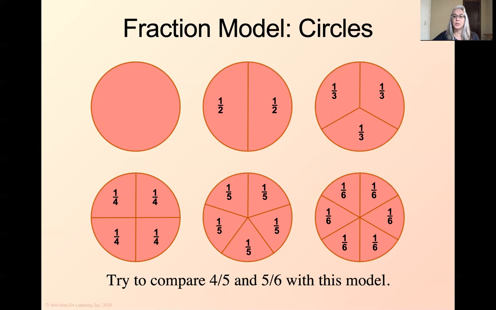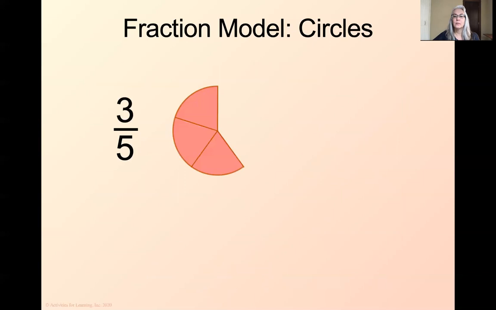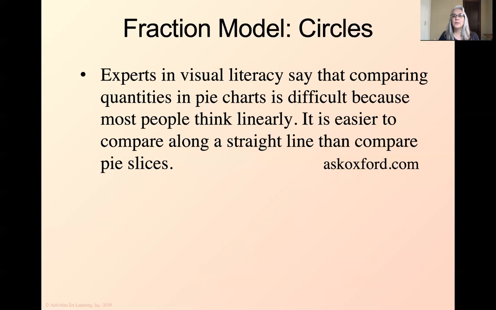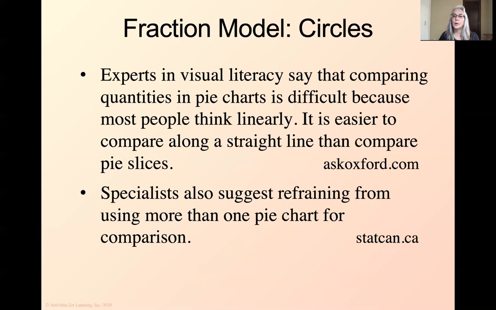So here I have 1/5, 3/5, 5/5, 6/5, 9/5. But here's the deal. Experts in visual literacy say that comparing quantities in pie charts is difficult because most people think in a line. It's easier to compare along a straight line than it is to compare pie slices. And there's another group that suggests refraining from using more than one pie chart for comparison. So we've got multiple reasons why pie charts really aren't the best for fractions.